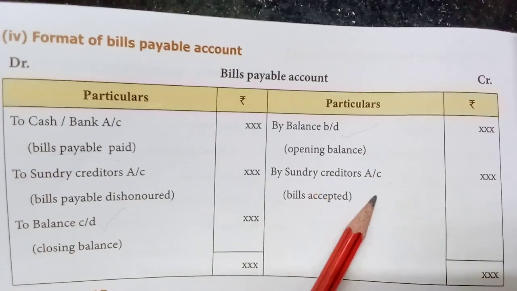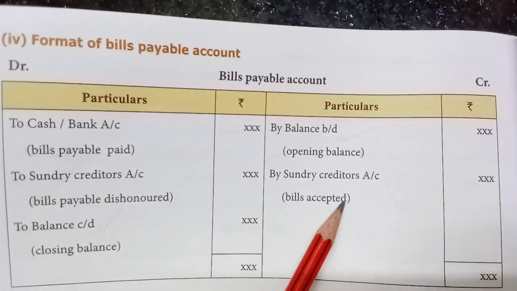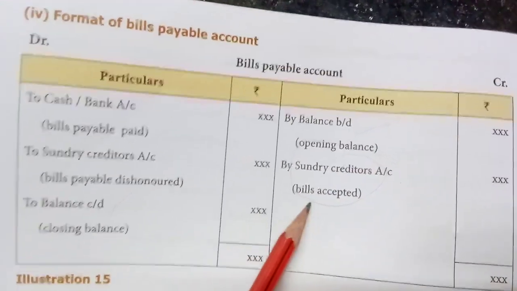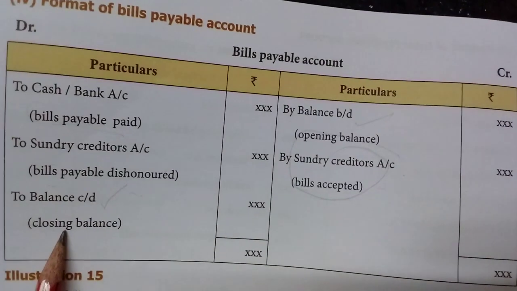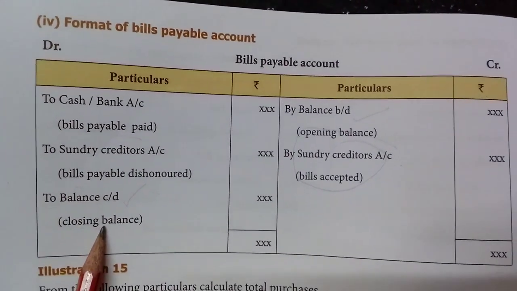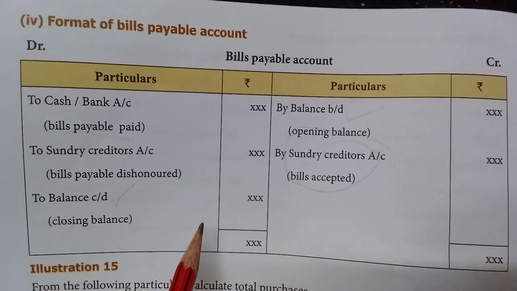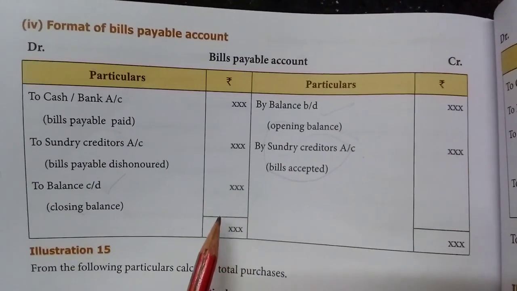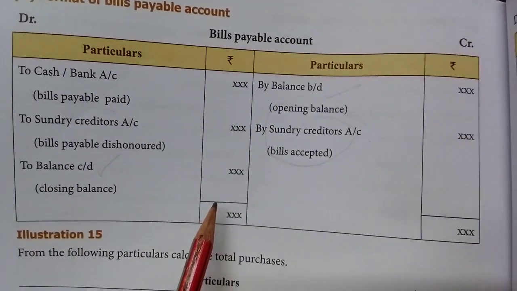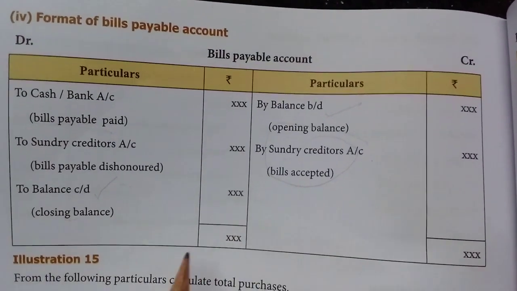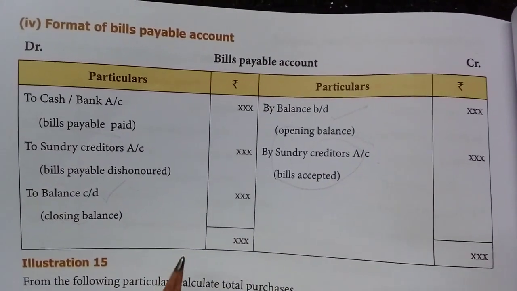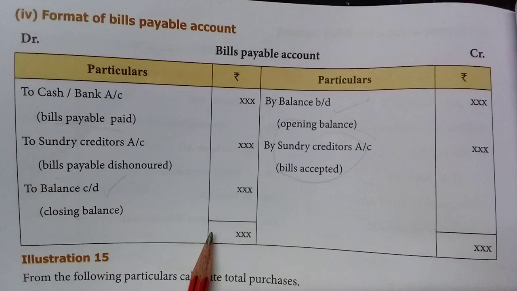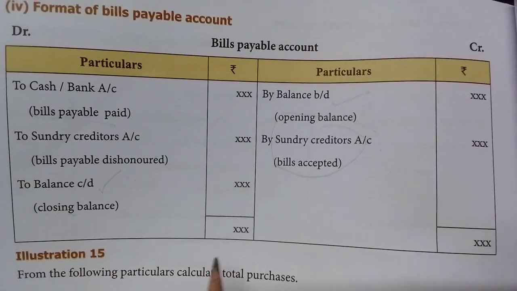So by sundry creditors account, that is the bills that we have accepted. Usually they will ask only this, how much bills we have accepted. Closing balance they will give you. Now they have given one problem where we have to calculate the total purchases. They have jointly given both accounts, bills payable account as well as the total creditors account. From the bills payable account we will calculate the total bills accepted. Then from the total creditors account we will calculate the credit purchases.